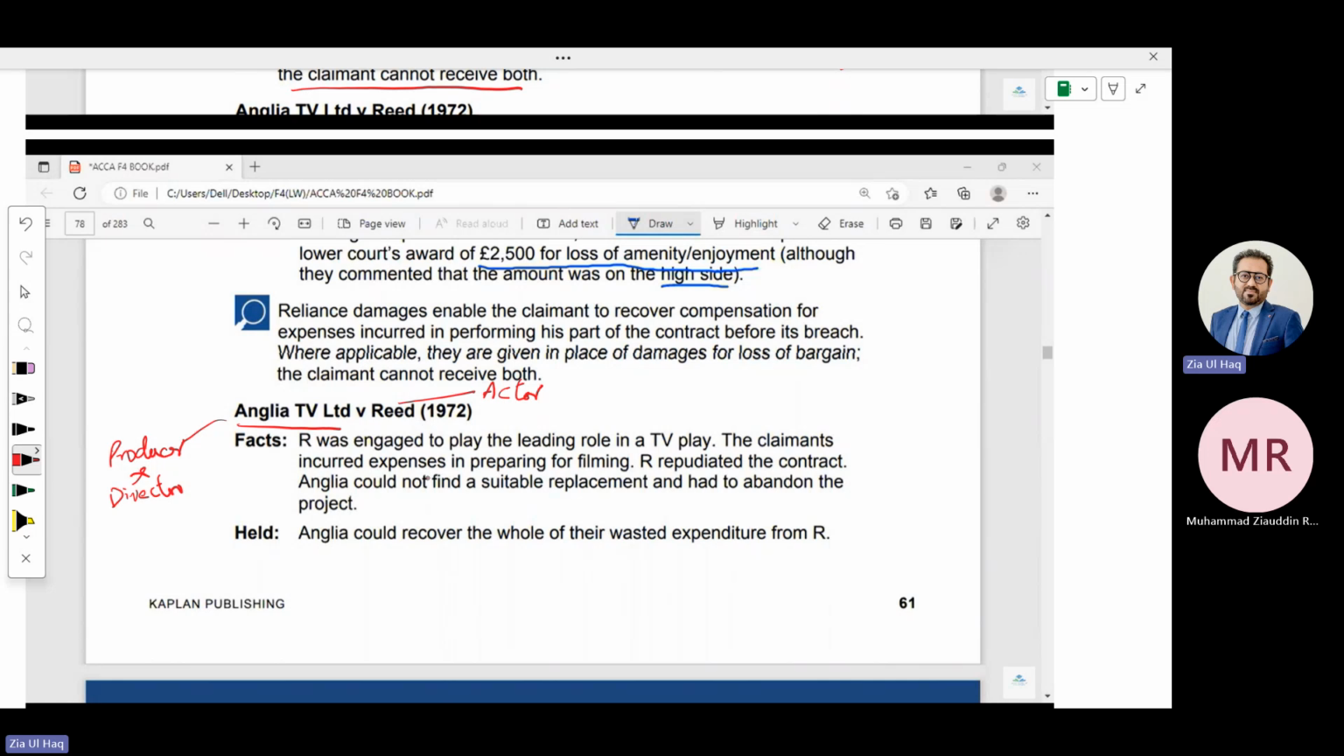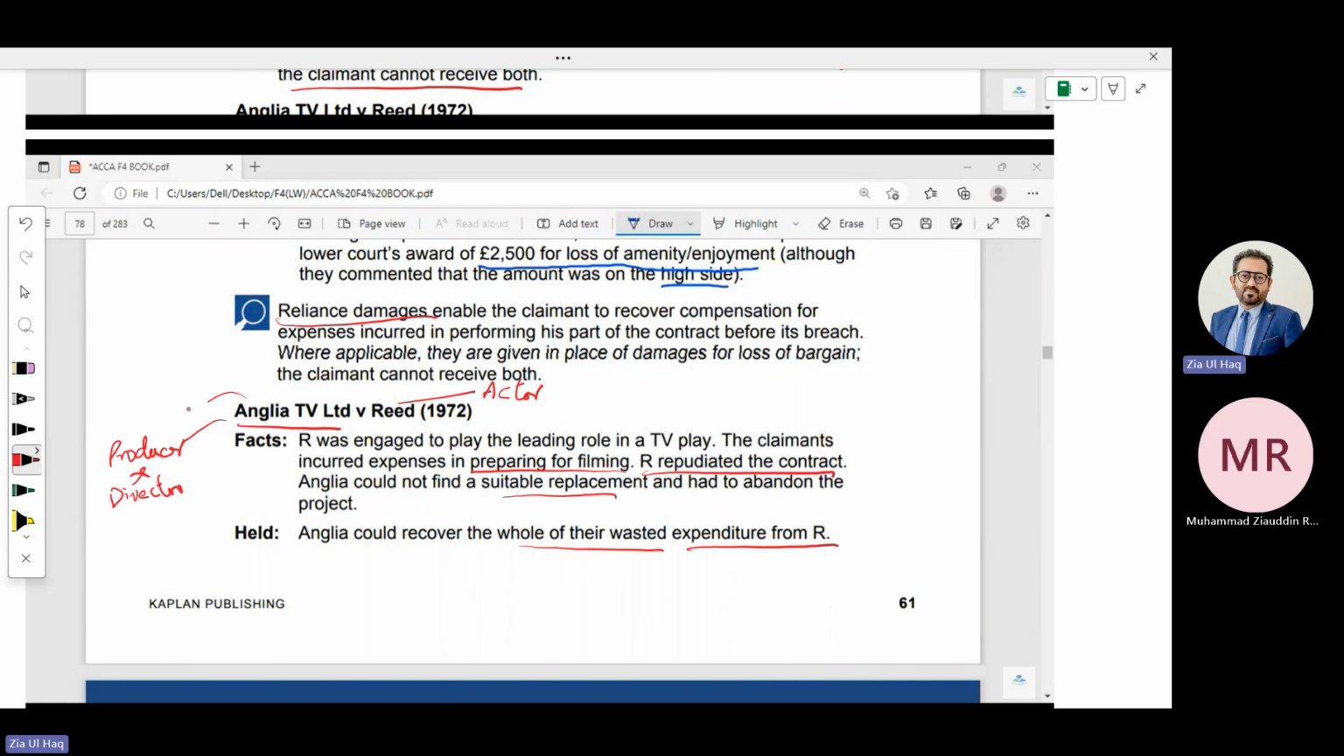The claimant incurred expenses in preparing for filming, I mean for the scene, for the recording, they incurred all the expenses. They arranged the people, they arranged the cameraman, they arranged the space over there. But Reed repudiated the contract; Reed didn't appear for the recording. But they already incurred the expenses. Anglia couldn't find a suitable replacement and they had no other actor who can perform the role of Reed and had to abandon the project. Meaning they lost all the expense they incurred. So Anglia could recover the whole of their wasted expenditure from Reed. This is called reliance damages.